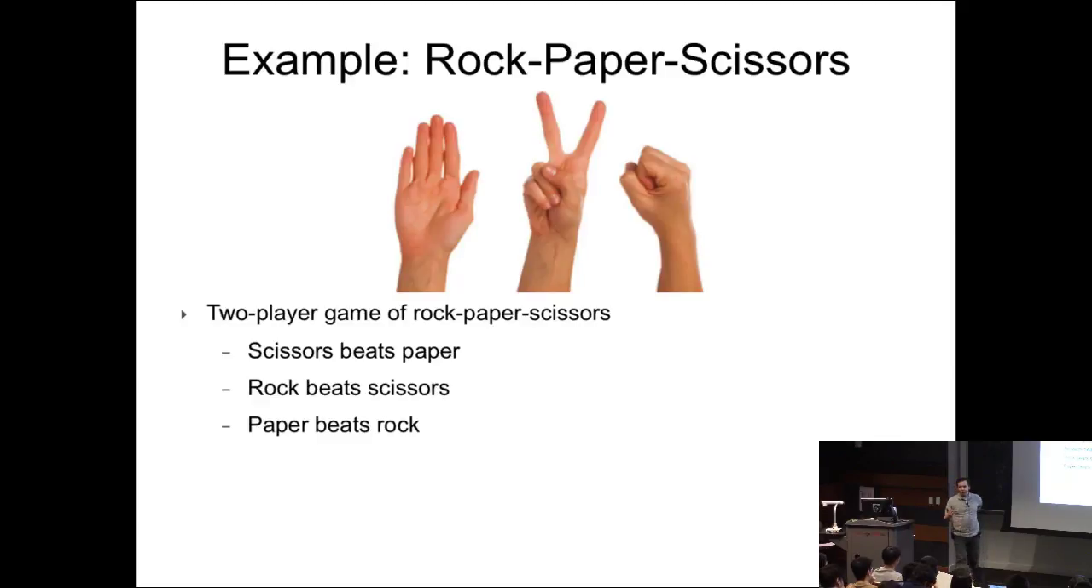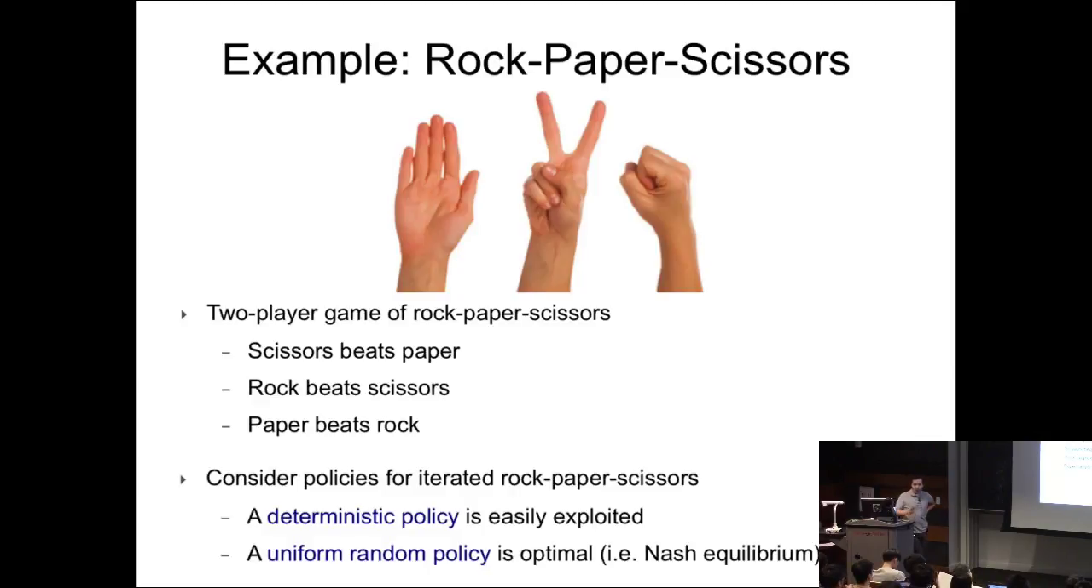You probably know this particular game, right? A rock, paper, scissors game. So you have a two-player game, and scissors beat paper, rock beats scissors, and paper beats rock, right? So these are the rules of the game. Now, if you look at the policies for doing this iterative game, you take an action, and you look at the outcome. A deterministic policy can obviously be exploited, and we'll look at some examples of that, particularly because you know the rules of the game. But the random policy is optimal.